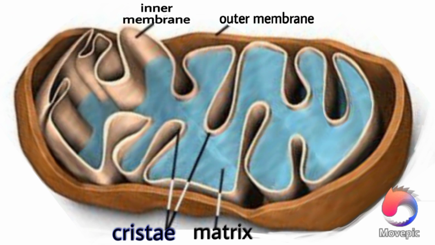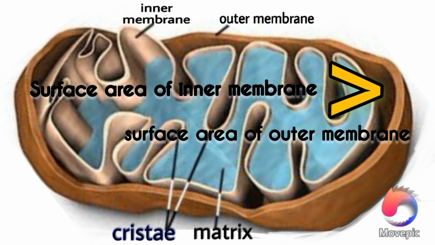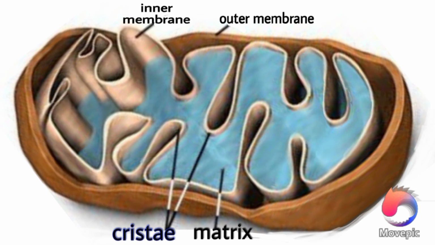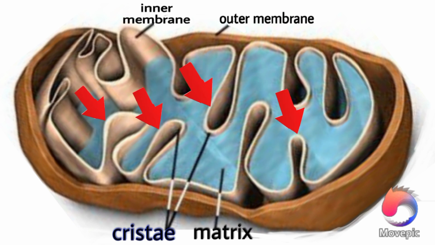And since it is folded, you can see that the inner membrane has a much greater surface area than the outer membrane. You know why it is so? Because the energy production takes place here. So the more the surface area, the more will be the production of energy. The ridges formed by the foldings of the inner membrane are known as cristae.